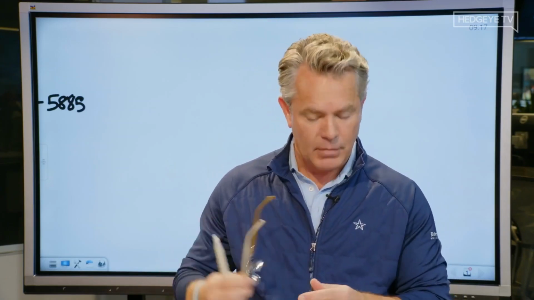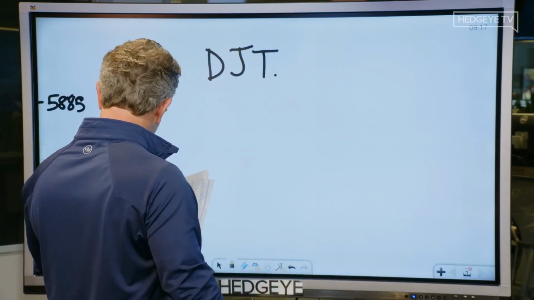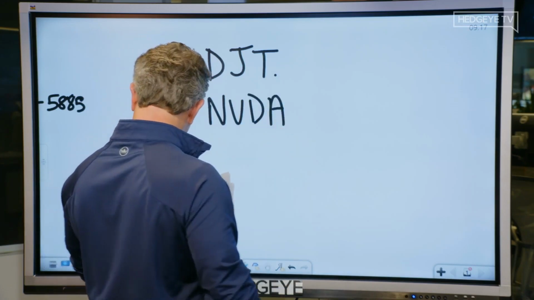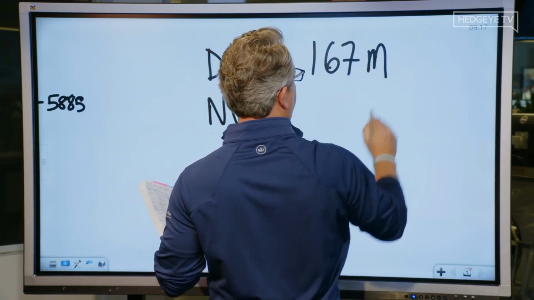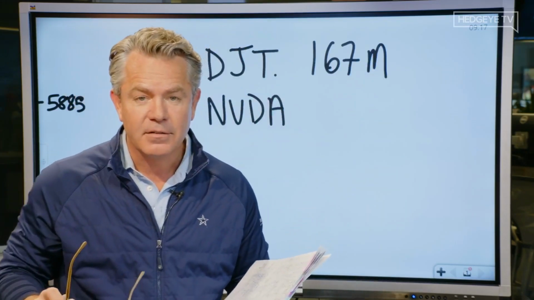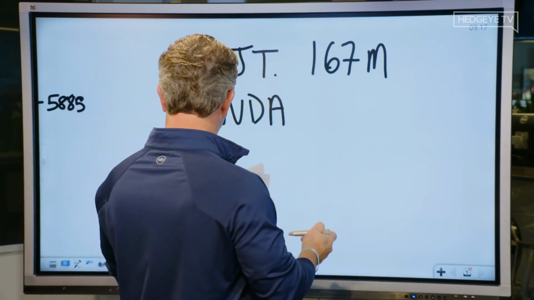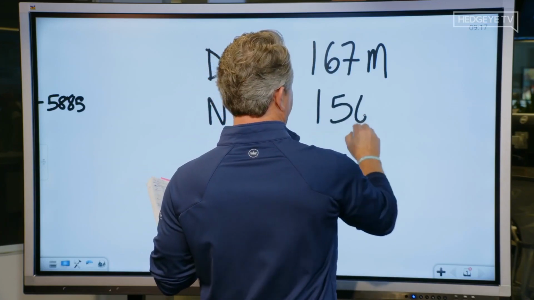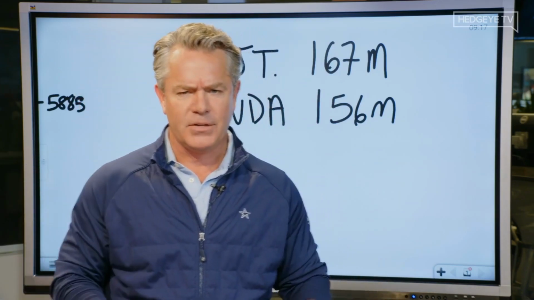So yesterday, for the first day ever, this was fascinating to me. Donald Trump versus Nvidia. This stock traded 167 million shares, more than Nvidia on the day. Amazing. Now we're talking real Trump trades here because we're talking about his own stock. 156 million shares versus Nvidia. Now, to be clear, why would that pop on my screen?